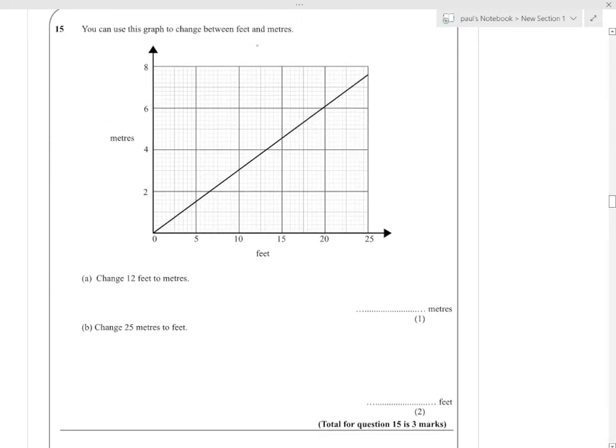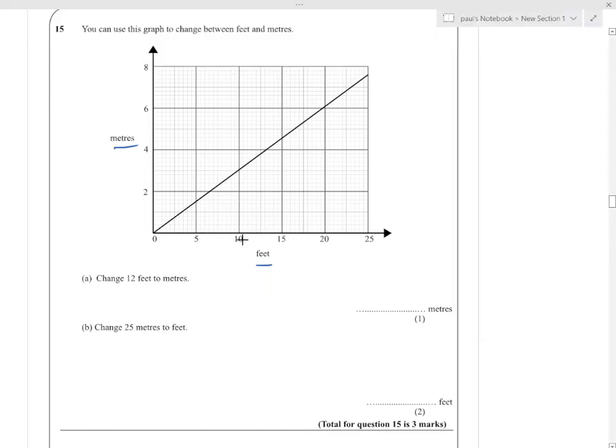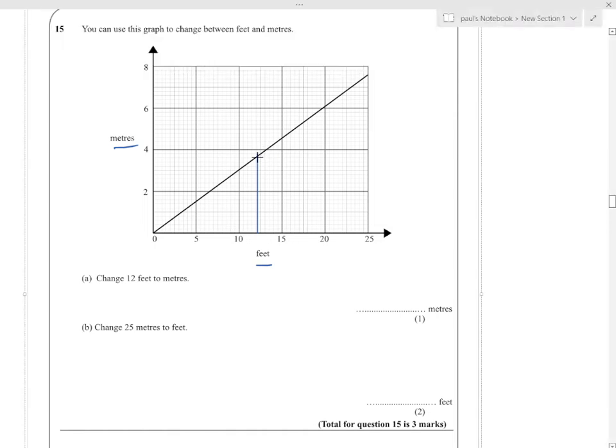You can use this graph to change between meters and feet, or feet and meters. Change 12 feet to meters. Right, so I'm going to do 12 feet. So these are what? 1, 2, 3, 4, 5, 6, 7, 8, 9, 10. So these are half a point. So I need to go 2, so that's 11 and that's 12. So I need to go up to there, and then from there we need to go along. Be a bit careful there.